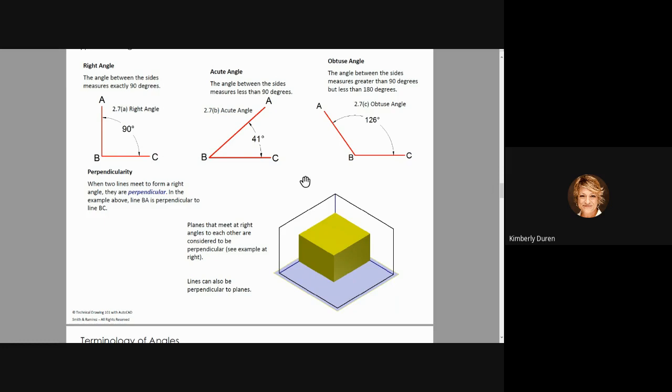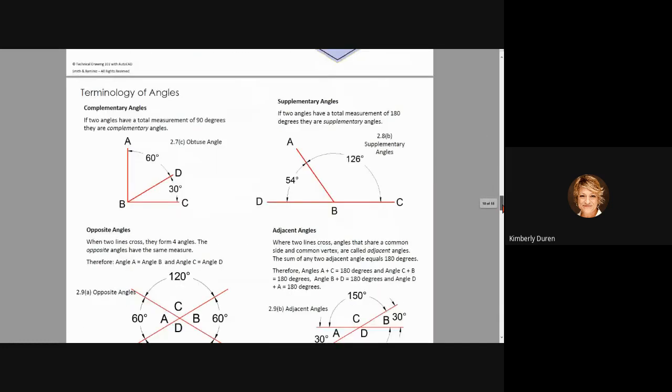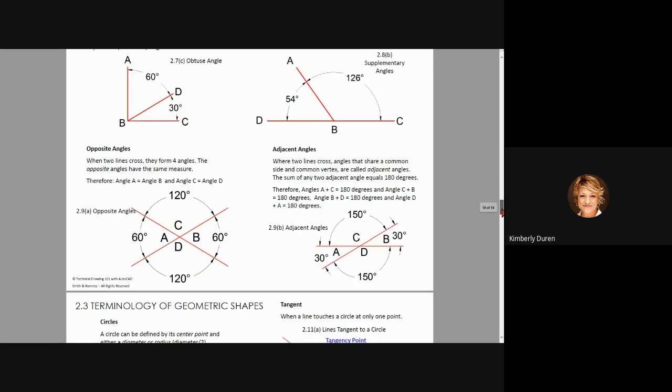So if we had the planes of a house, they would all be perpendicular to each other, and hopefully, if we had a perfect ground, the house would be perpendicular to the ground. We have complementary angles that add up to be 90 degrees, no matter what they are. They will add up to be 90. Supplementary add up to be 180. And this is something that we are going to use.